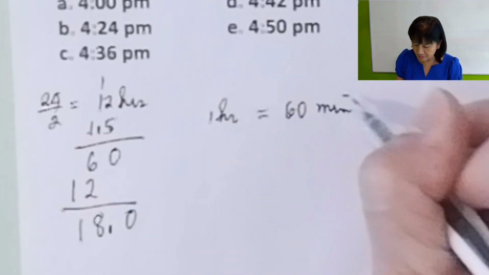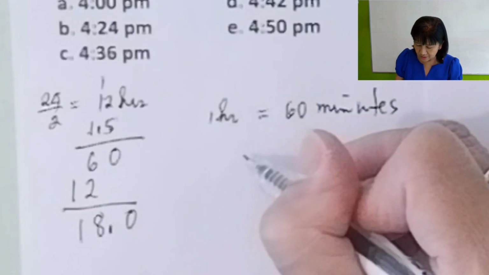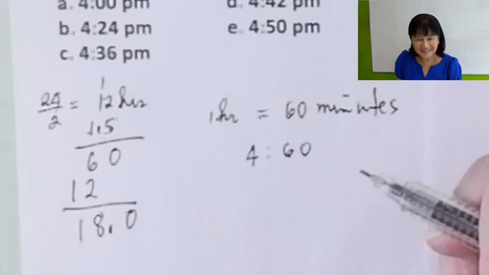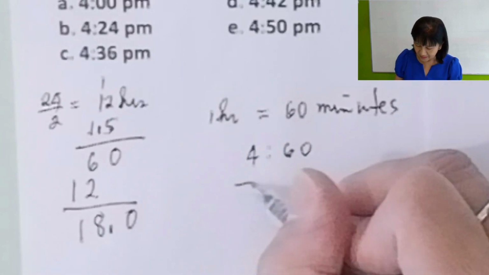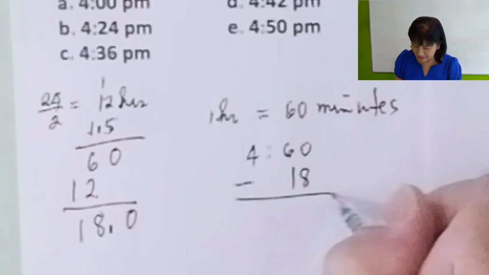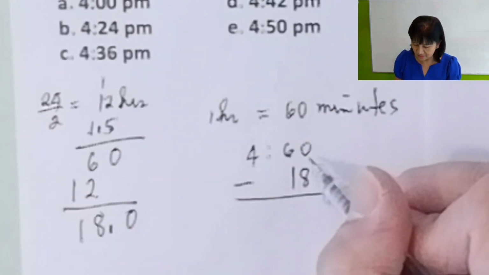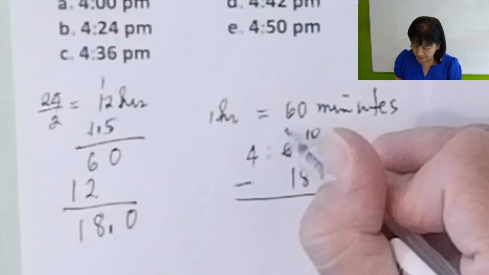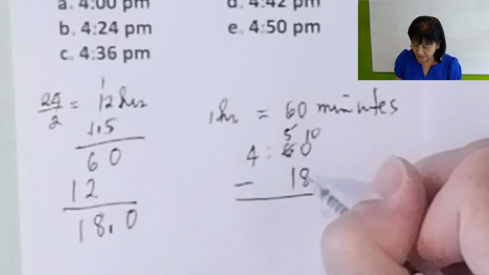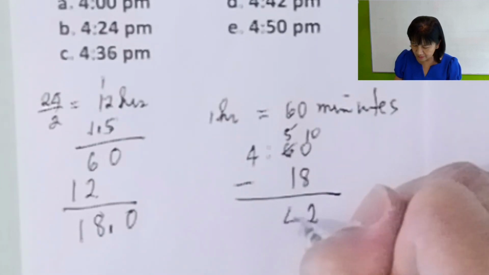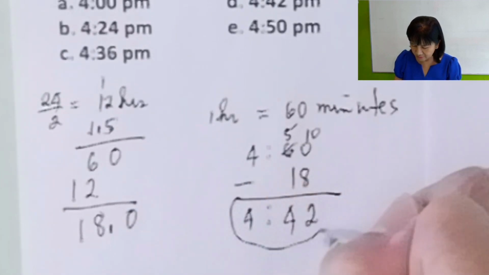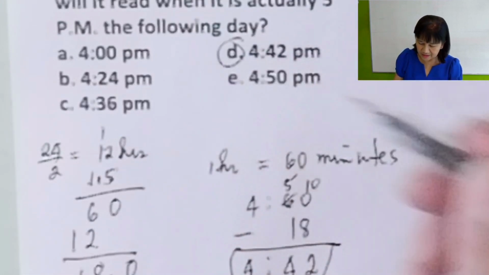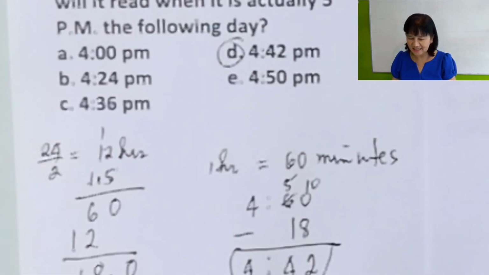So you simply make this 4 and 60, and then it loses 18 minutes, so you subtract the 18. So you're going to have here 0 minus 8 cannot be, borrow 1. This is 5, 10 minus 8 is 2, 5 minus 1 is 4. So it is 4:42 p.m. there. The correct answer is letter D.